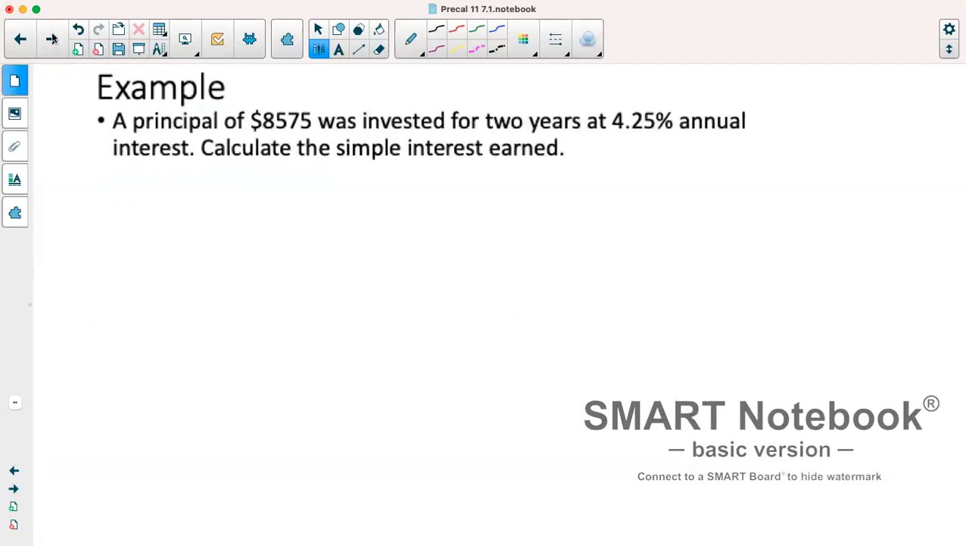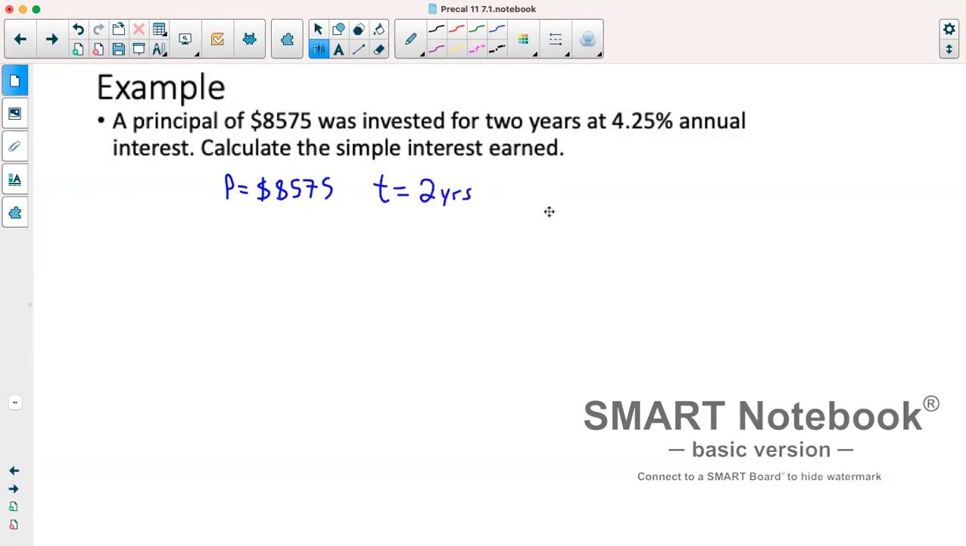So first example, principal of 8,575 was invested for 2 years at 4.25% annual interest. We want to calculate our simple interest earned. So first thing I would do is, as we read through this, write out what information we have. So we have this principal, 8,575. Then we're given 2 years. So T is equal to 2 years.